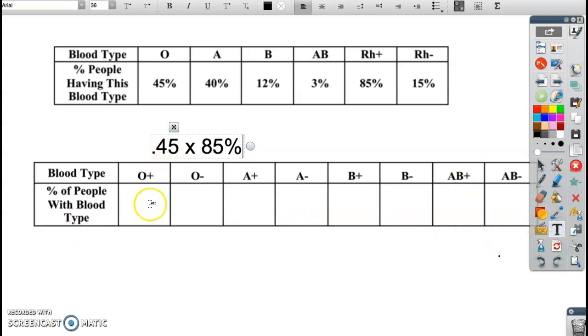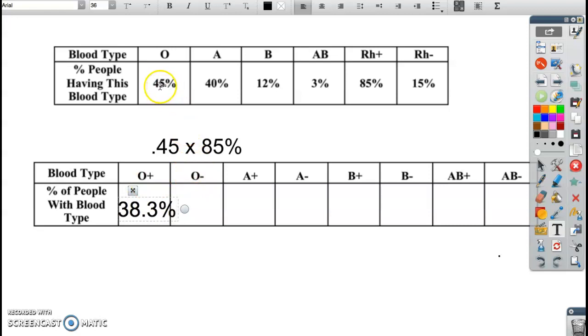So we're going to put 38.3% in that first blank. Now, mine's not the right size, but you will write it in the right size, so it will fit there, of course. All right. And then you would continue to do the same thing for each of them.